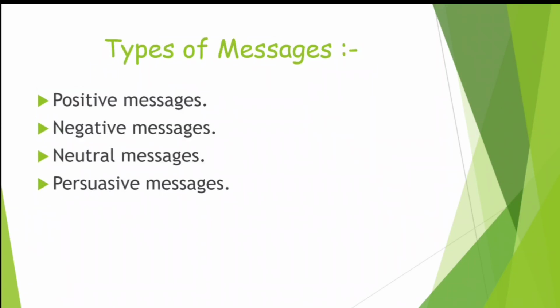So in total there are 4 types of messages: positive messages, negative messages, neutral messages, and persuasive messages. So we'll just see what these messages are. So positive messages. These types of messages include expression of thanks, sympathy, appreciation, etc. Negative messages include expression of disappointment, denial, disapproval, cancellation, etc. Now, third one, neutral messages means they are devoid of any emotions, feelings, or sentiments and state just the dry facts. So, neither something positive nor anything negative is mentioned in the neutral messages. Then comes persuasive messages.